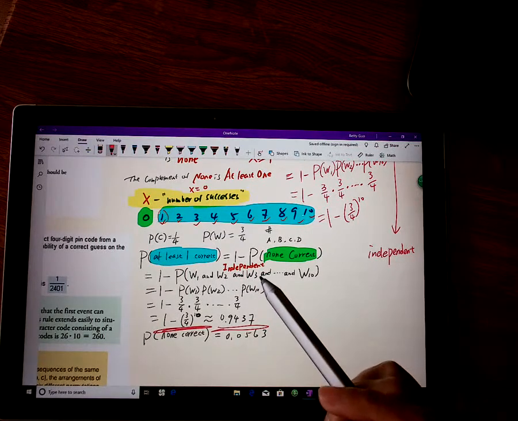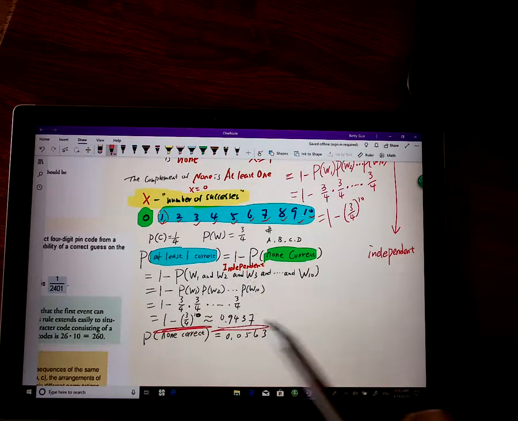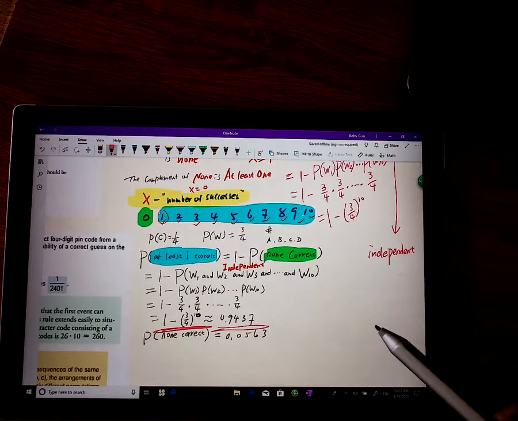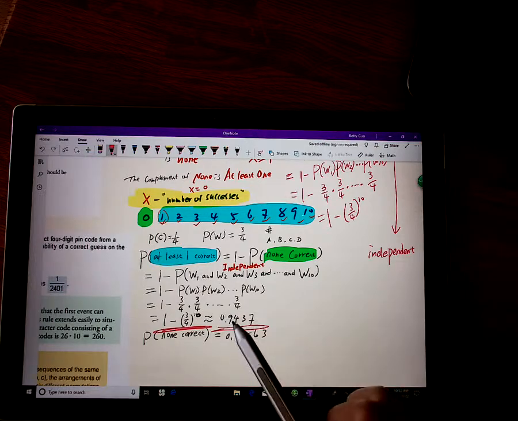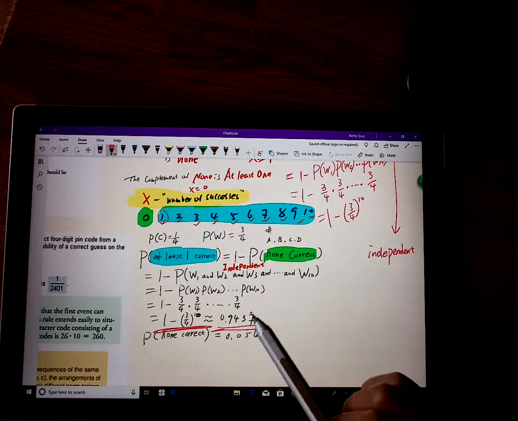By using your calculator, you would know 1 minus 3/4 to the power of 10 is about equal to 0.9437. That's the probability that you complete the 10 questions by guessing and you get at least 1 correctly. It's pretty high, right? It is pretty high.